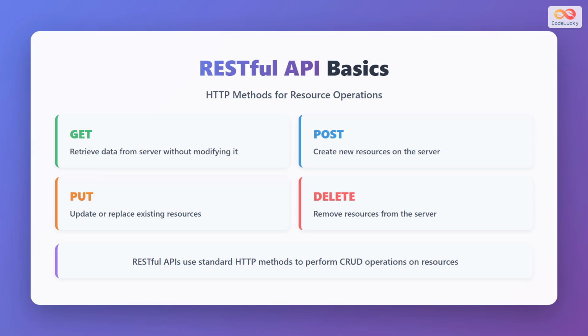Before diving deeper into API Gateway, let's understand RESTful API Basics. REST APIs use standard HTTP methods to perform CRUD operations on resources. The GET method retrieves data from the server without modifying it, making it ideal for read operations. POST creates new resources on the server. PUT updates or replaces existing resources with new data. And DELETE removes resources from the server. These four methods form the foundation of RESTful architecture, allowing clients to interact with server resources in a standardized, predictable way.